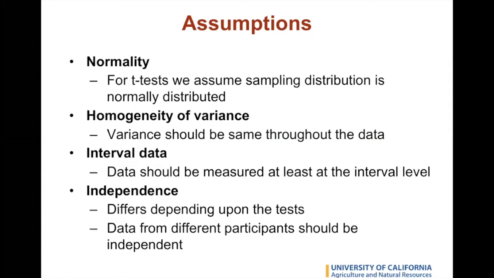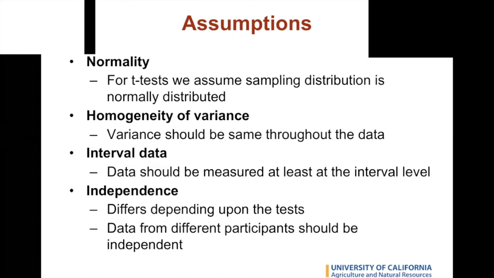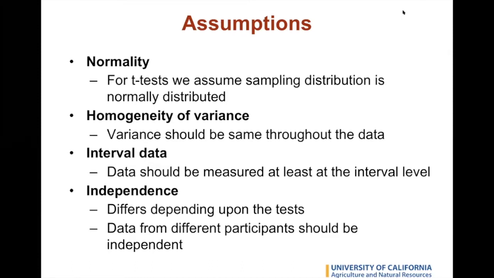Some of the assumptions that need to be considered while using inferential statistics, the priority should be given to the normality assumption and the assumption of homogeneity of variance. The normality could be different in a different context, for example, the kind of analysis you are doing. If you are doing a regression analysis, we assume normality in the errors. But in today's webinar, we are focusing on the t-test. So for the t-test, we assume that the sample distribution is normally distributed.